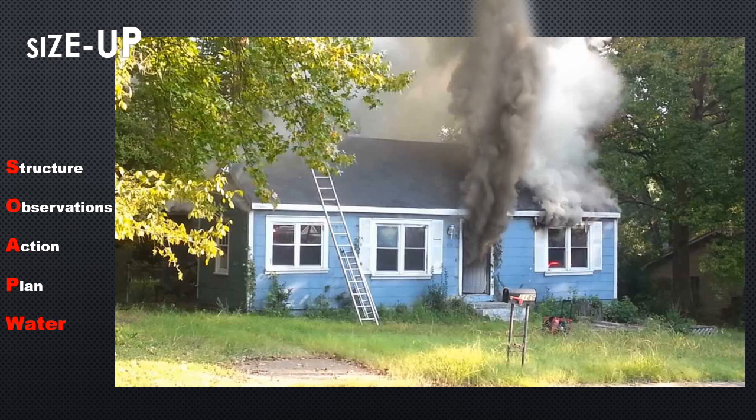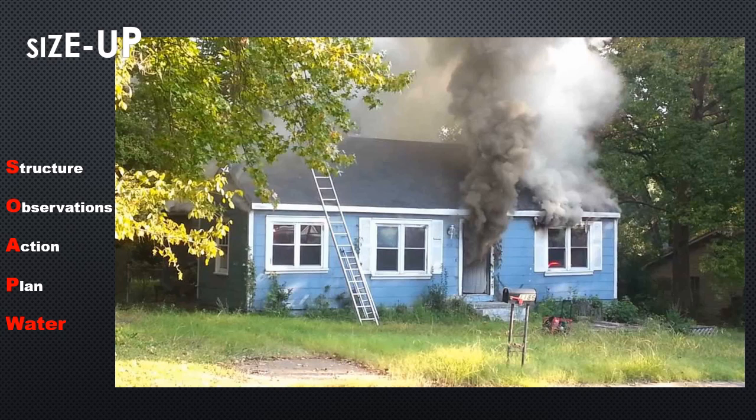So size-up, we wanted to talk about structure, observation, action, plan, and water. So here we have our structure. What is this structure? Well, if I look at the structure, I can instantly tell it's a single family residence. So there's our occupancy. What type of building construction is this, do you believe? I believe it to be type 5. I don't see anything different. And what is the size of this building? Well, it's a 1-story. And it's definitely not large. I believe that my pre-connect, even of 100 feet, could reach the majority of this building.